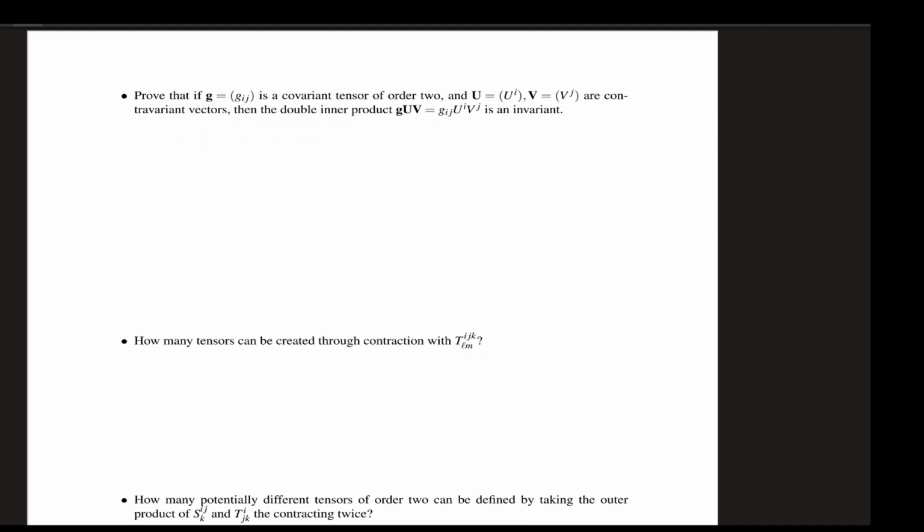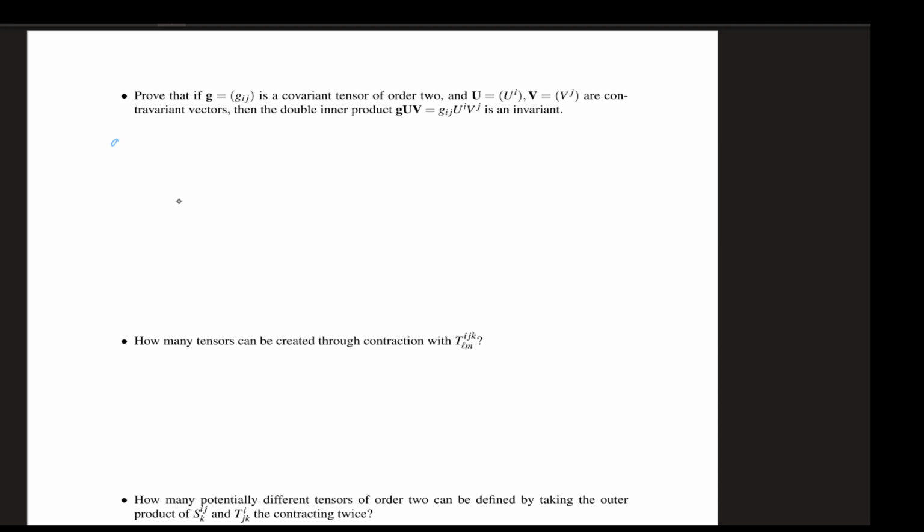This one says, prove that if G, which is Gij down, is a covariant tensor of order 2, and U, which is Ui up, and V, which is Vj up, are contravariant vectors, then the double inner product GUV is an invariant. So let's look at that.